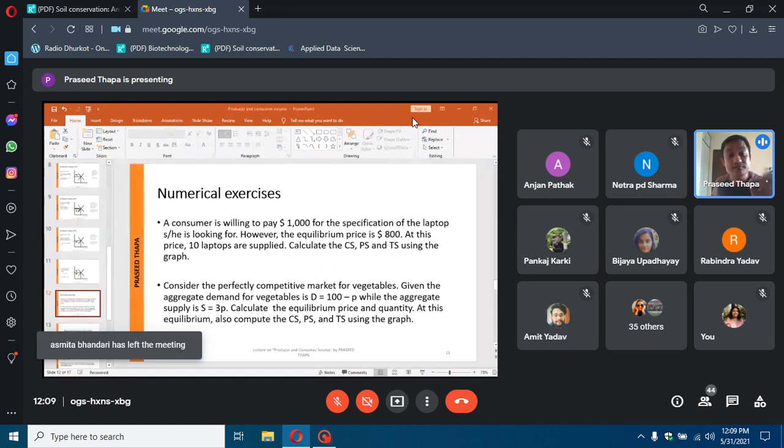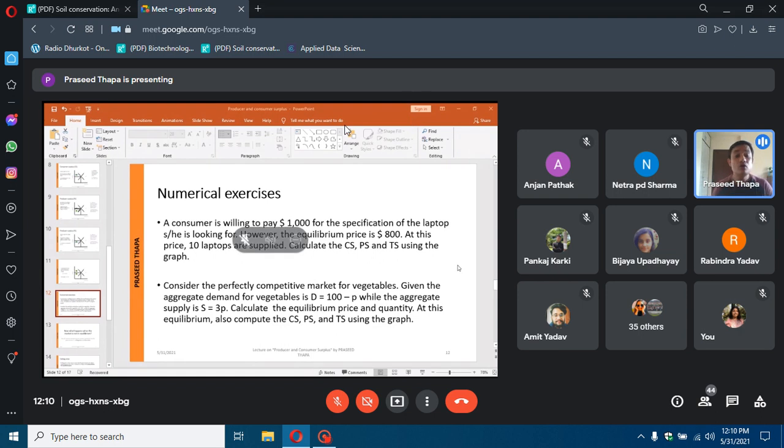In the demand equation, D is equal to 100 minus P. If you want the maximum value of D, you need to assume that the price is 0. When the price is 0, D is equal to 100. So this is the maximum demand that your question allows. Now, what is the supply? If P is equal to 0, the supply will be 0.